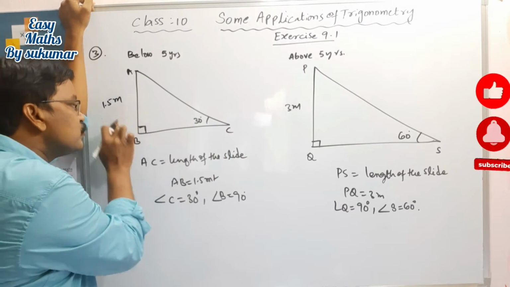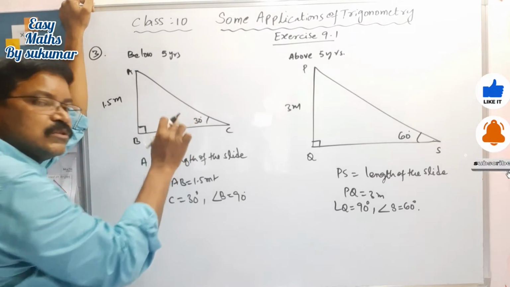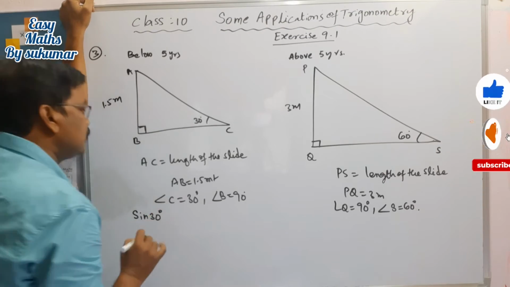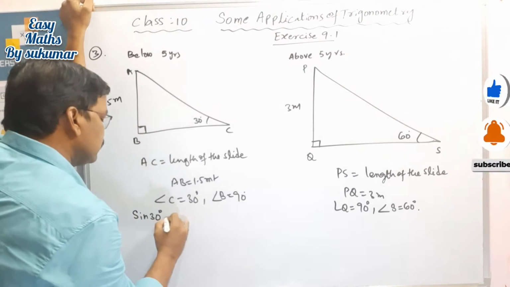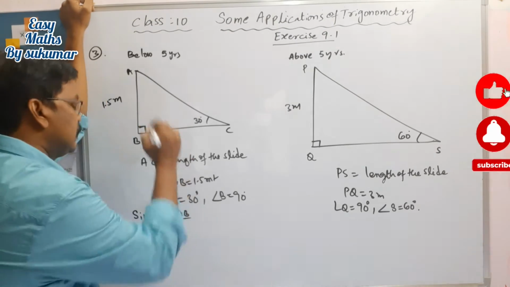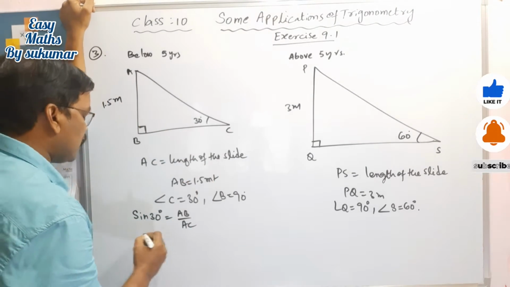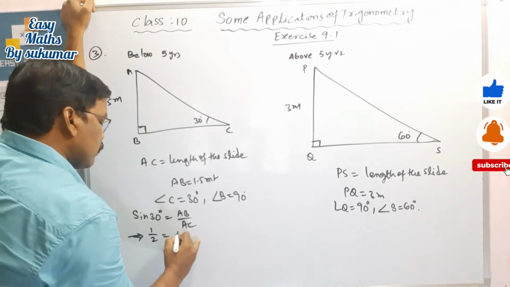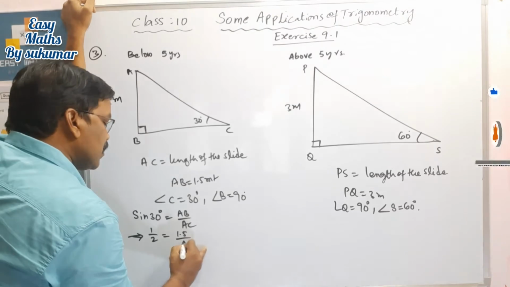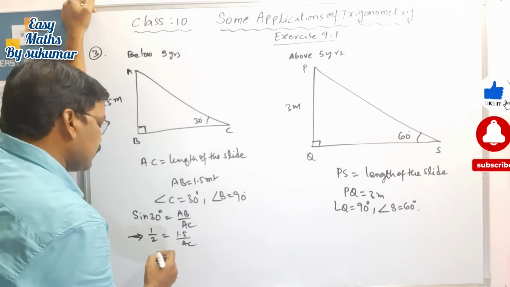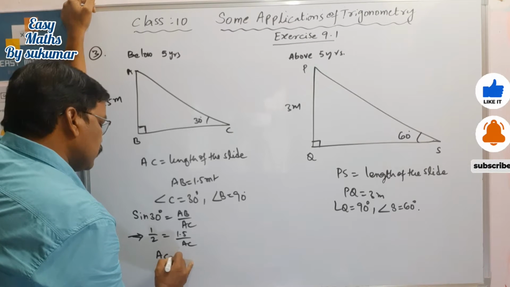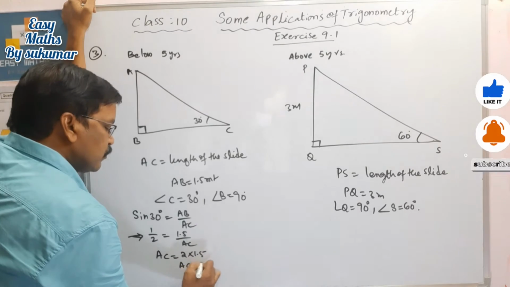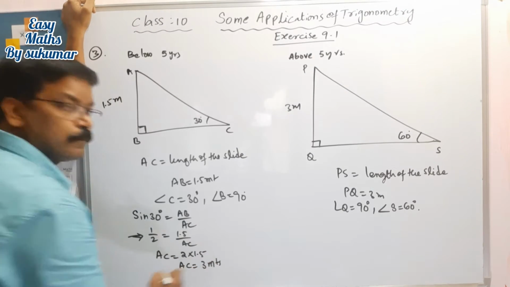What is the relation between opposite side and hypotenuse? That is sine. So we should use sine 30 degrees, which is AB by AC. Sine 30 is 1 by 2, equal to AB, which is 1.5, by AC, which is unknown. By cross multiplication, AC is equal to 2 times 1.5. So AC is equal to 3 meters.